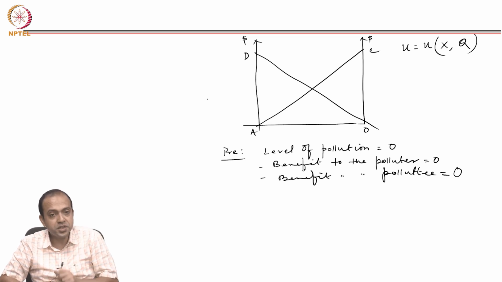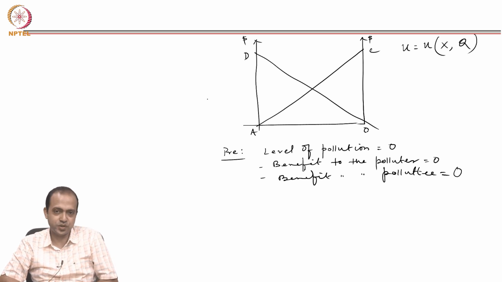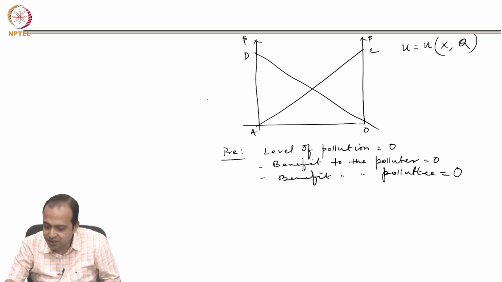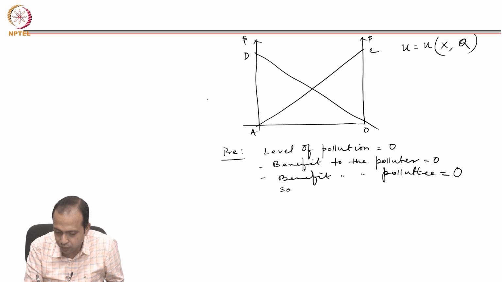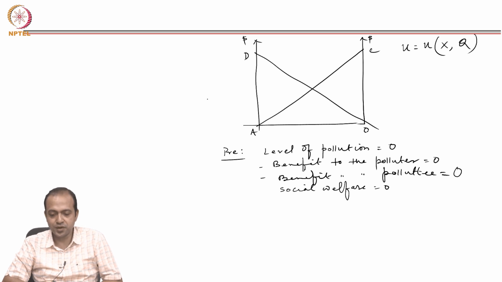So, we need not only environmental quality, at the same time we also need goods and services. So, there is null jointness between X and Q. If you want to reduce pollution to be 0, then X will also go down to 0. That is why the utility will also become 0. Okay. So, that is the reason when pollution goes down to 0, benefit to the polluter is also 0, social welfare equals also 0, there is no production of goods and services.